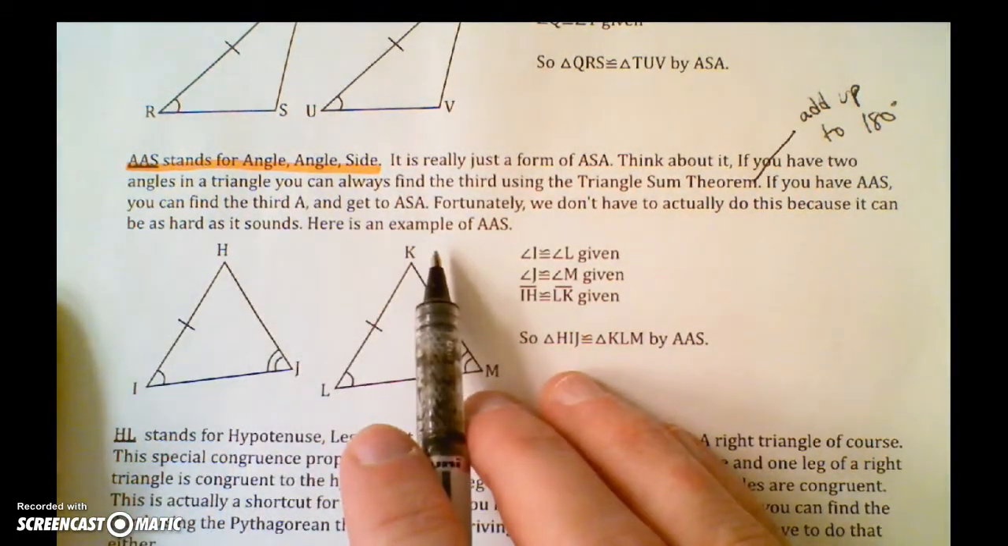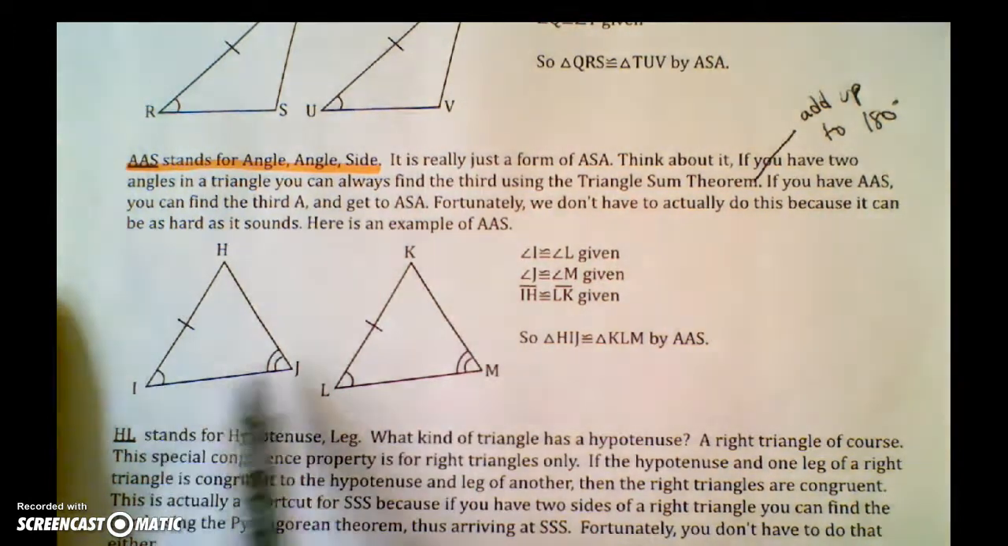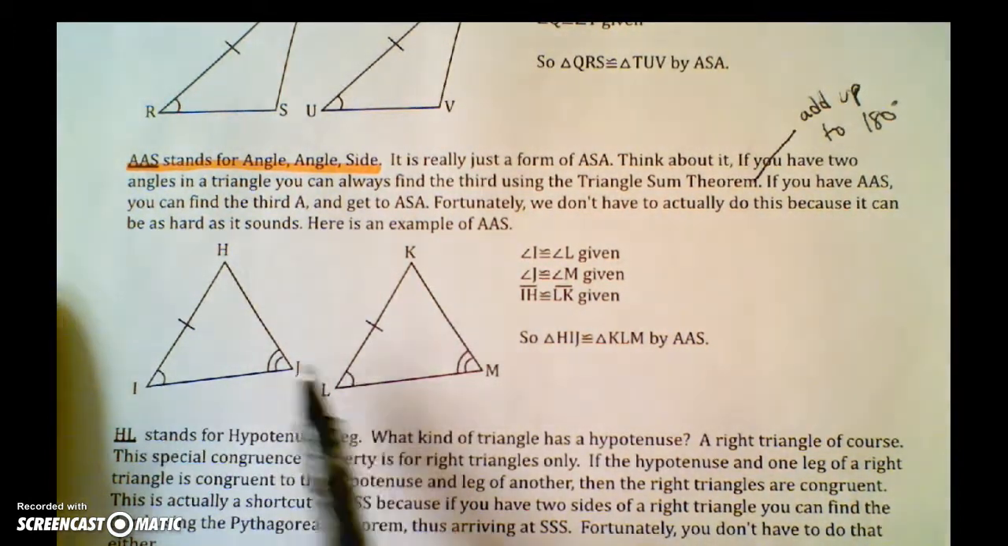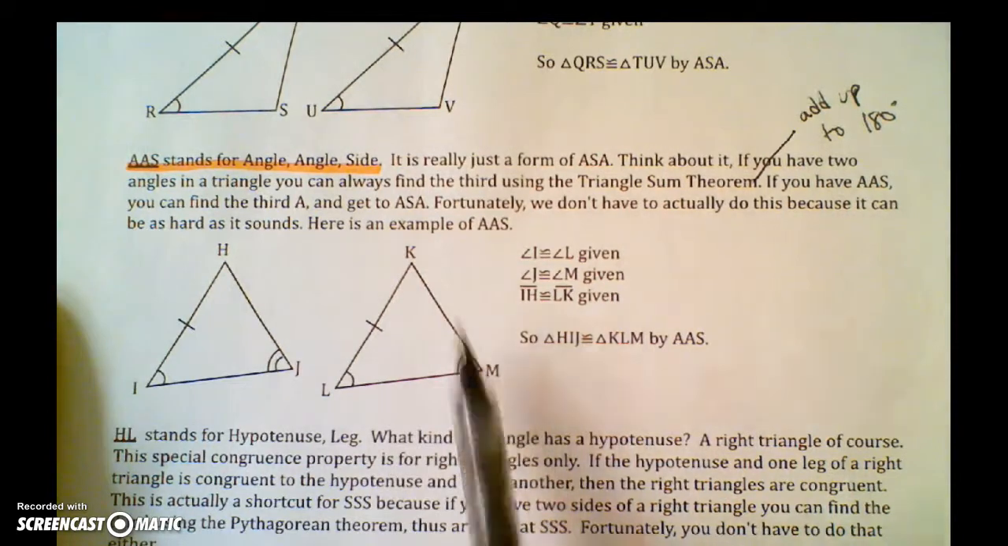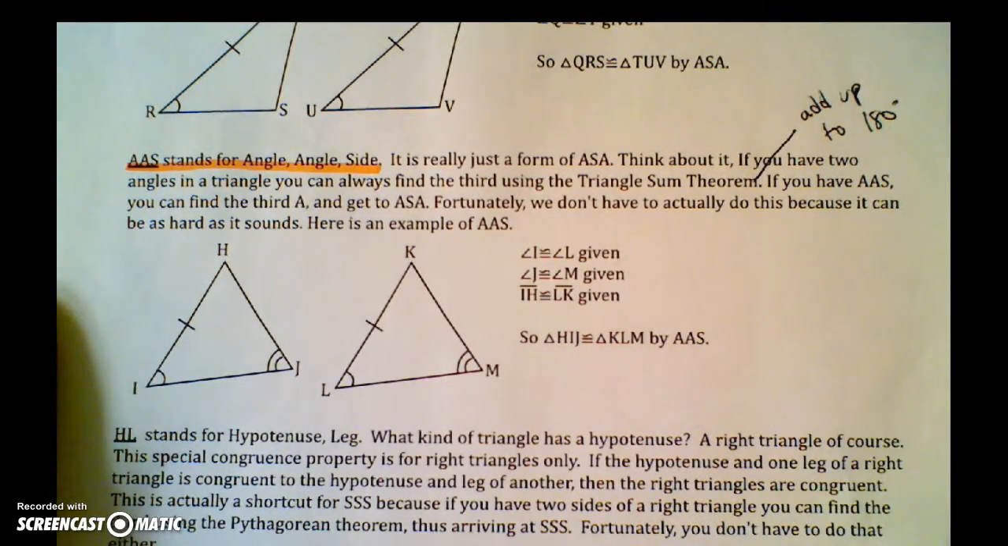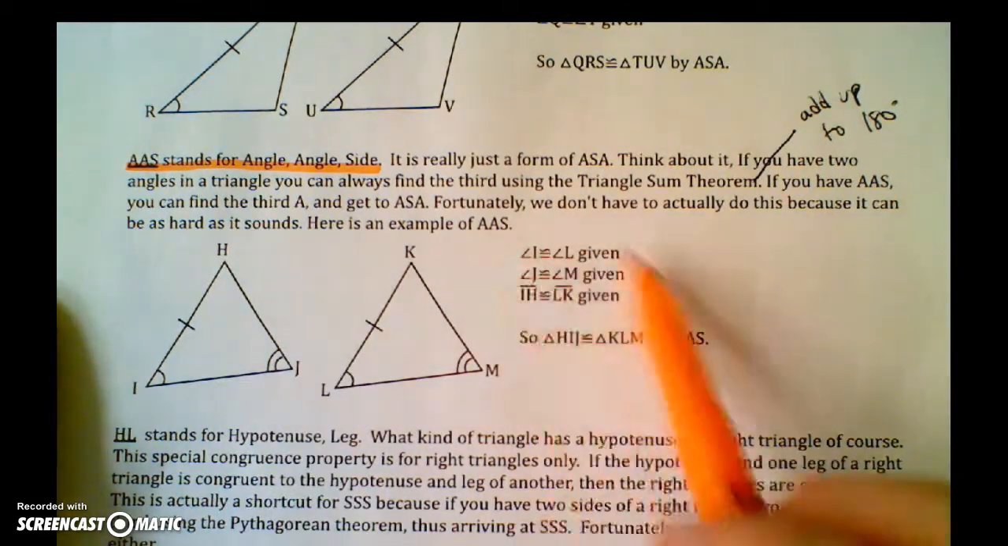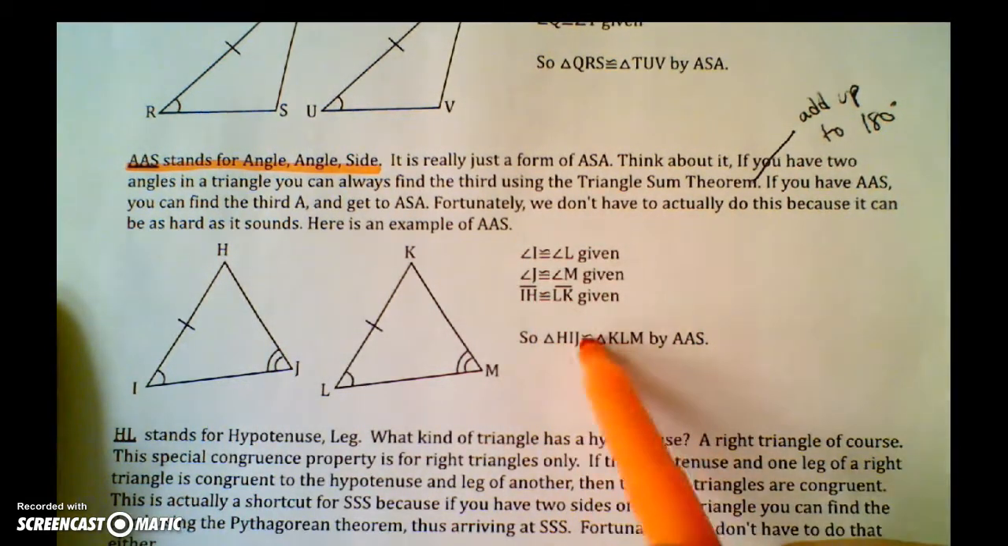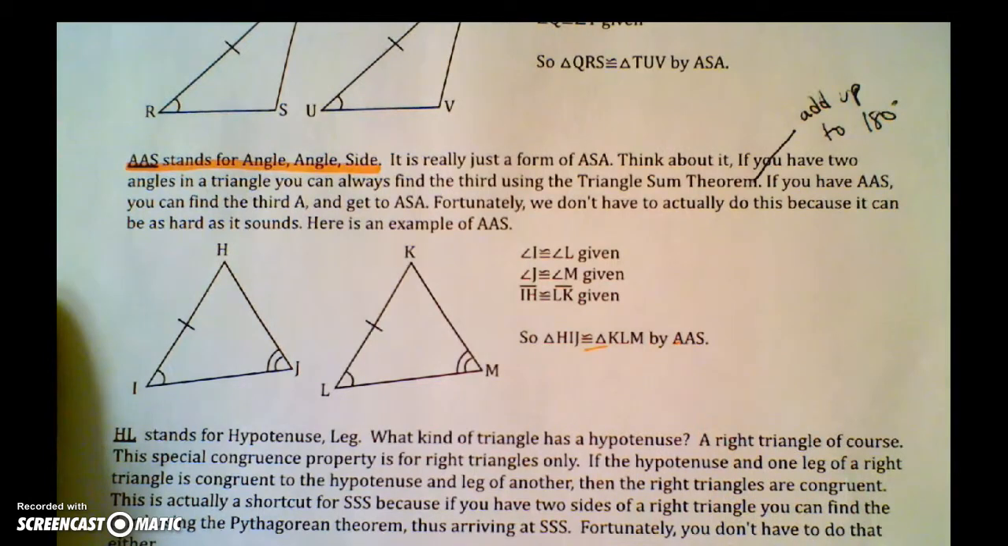So here's an example of AAS. Here you have two angles, angle I congruent with angle L, angle J congruent with angle M, and IH congruent to LK. When you have this information, you're able to prove that these triangles are congruent. So they're congruent by AAS.